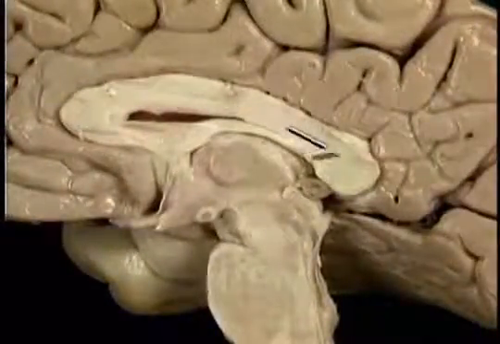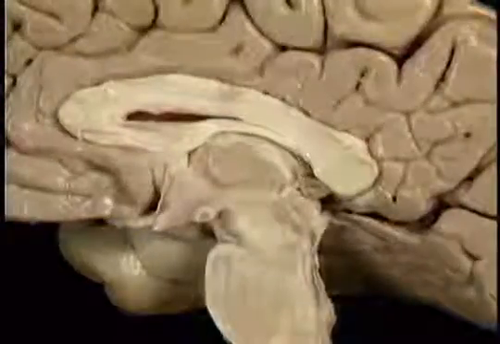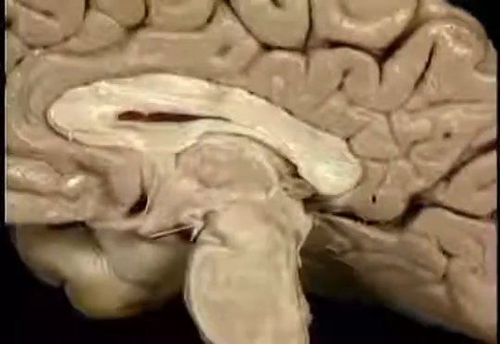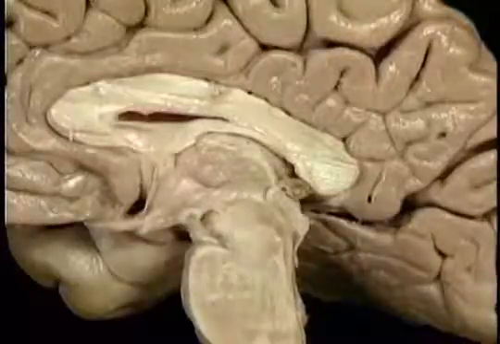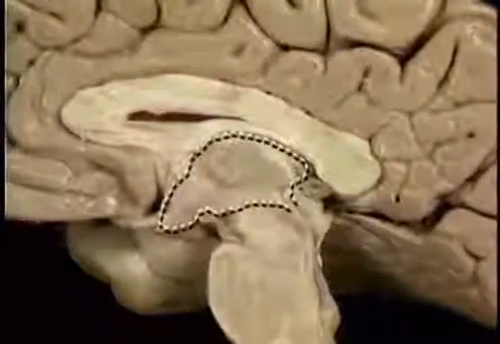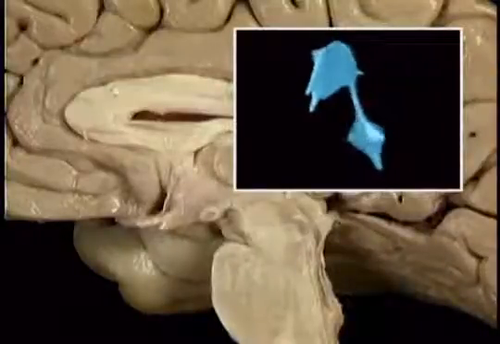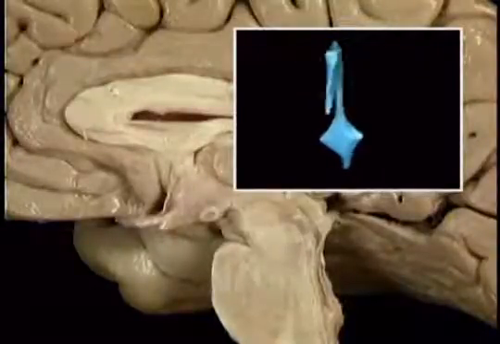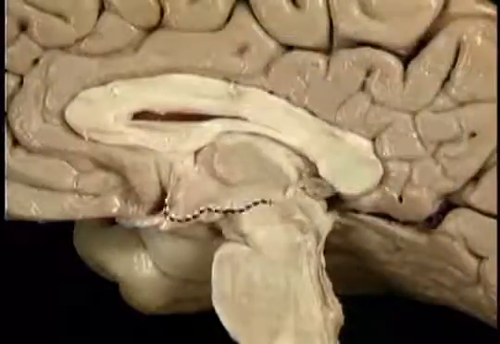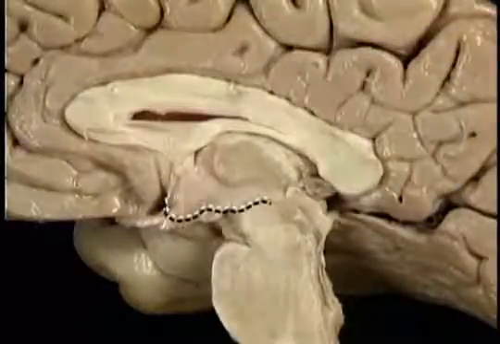Here's the corpus callosum. This is the cerebral peduncle. The third ventricle is here. Here's the third ventricle in the model. It's quite narrow from side to side. This is the floor of the third ventricle.